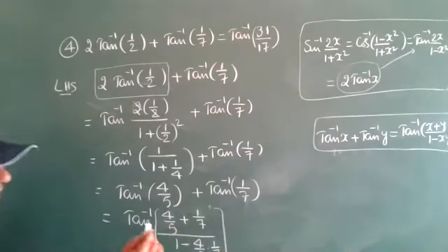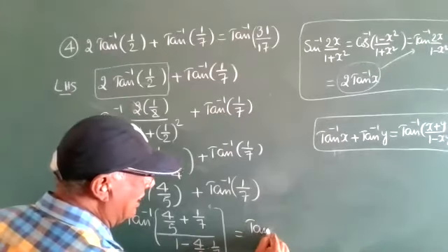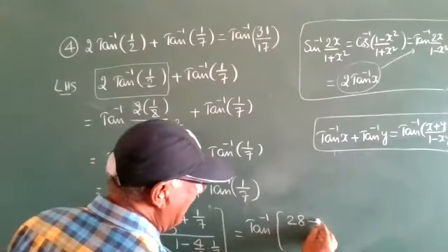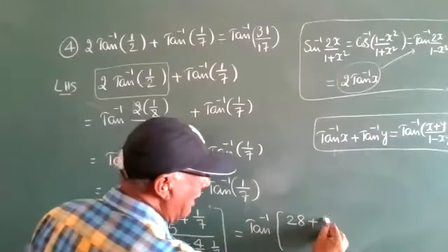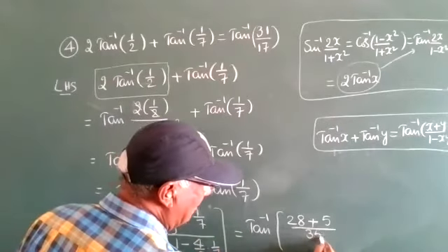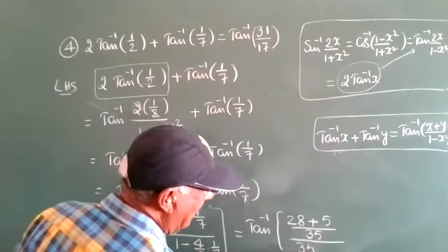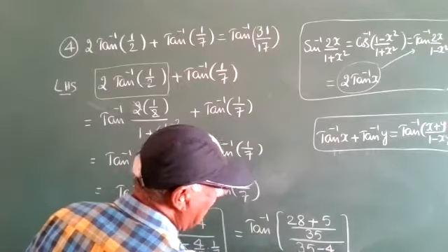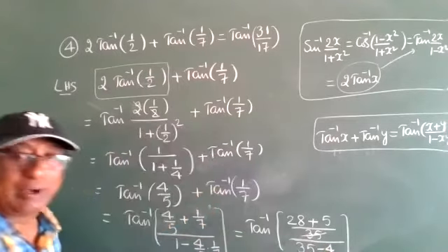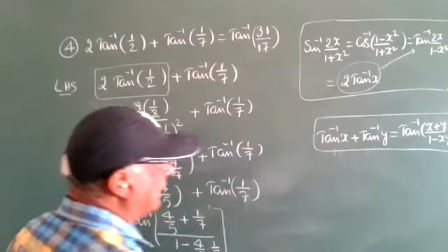Right, simplify. We get the answer tan inverse of 4 into 7, which is 28, plus 5 into 1, which is 5, by the LCM 7 into 5, 35, by 35 minus 4, LCM is 35. The 35 is cancelled. I will write here.